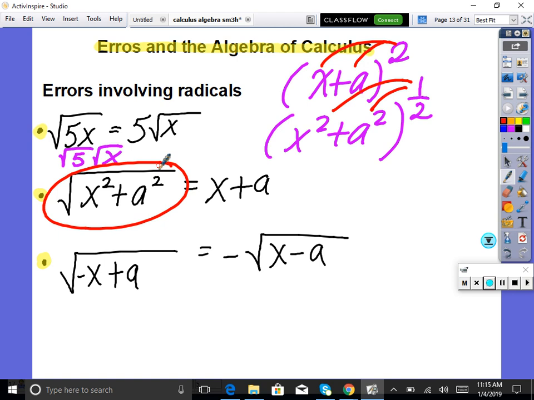Make sense? All right, then under here, you can't just pull the negative out of the square root. You can factor it out of the terms, but then it would be left underneath. All good? We're not going to be dealing with i's, though.